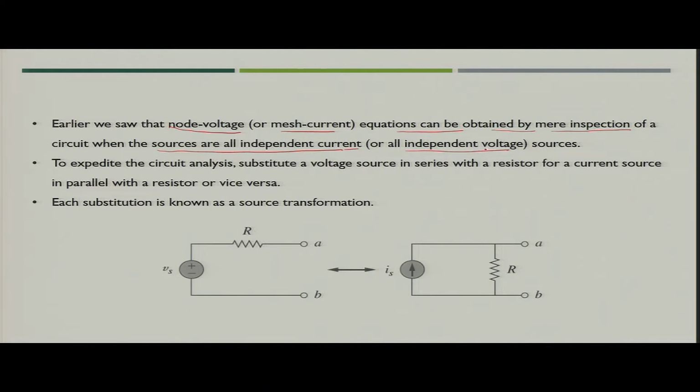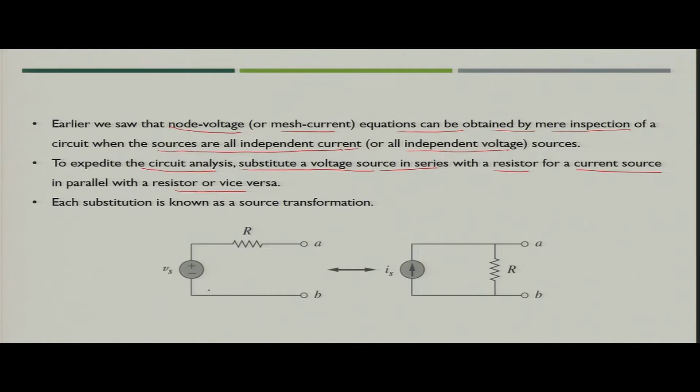Now, this we have already discussed. Suppose we want to expedite our circuit analysis, we can add source transformation also, so that we can speed up the circuit analysis process. So, what will we do? We will substitute a voltage source in series with a resistor for a current source in parallel with a resistor, or vice versa.